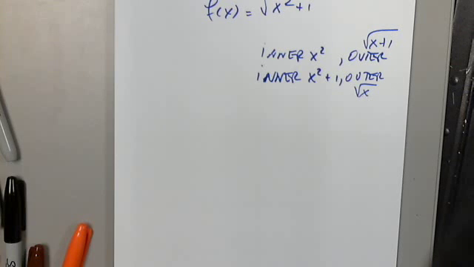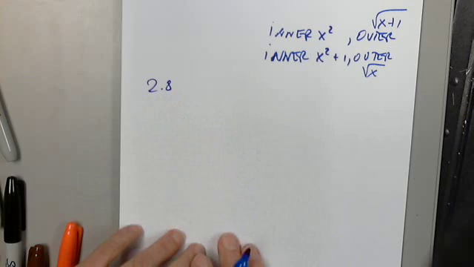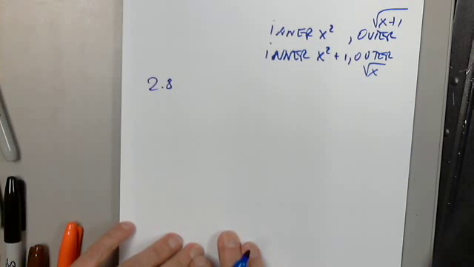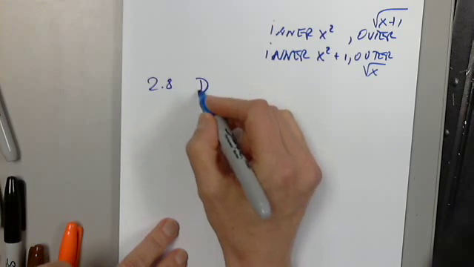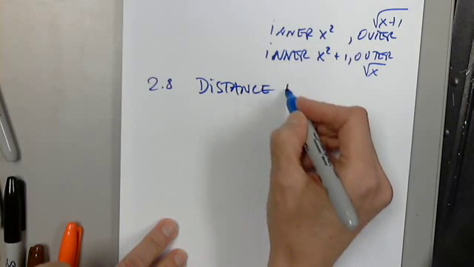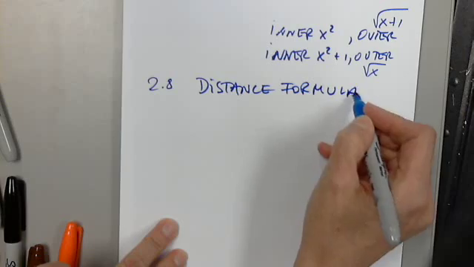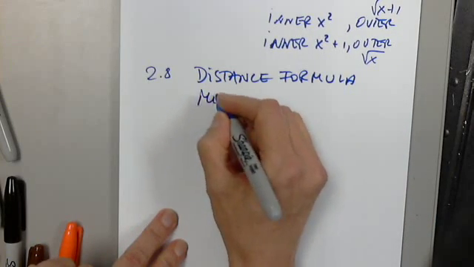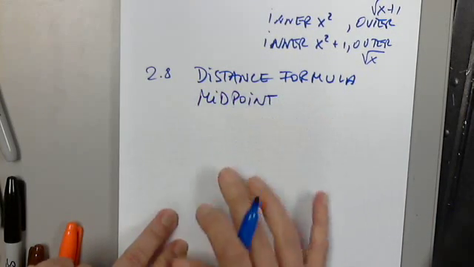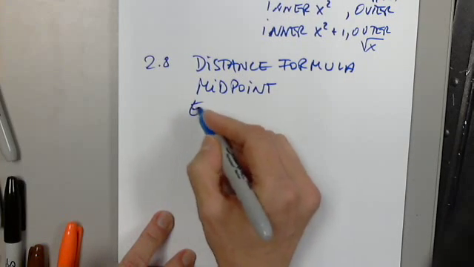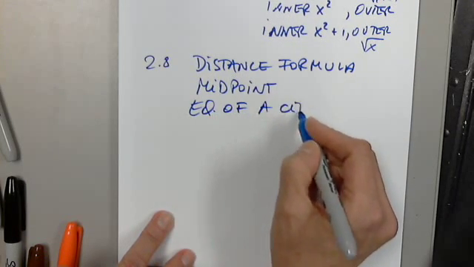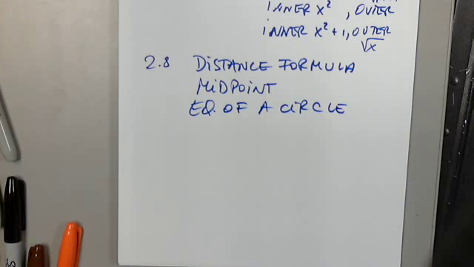Anything else? Okay, in that case, we'll continue with 2.8, which is the last section of chapter 2. Okay? 2.8 deals with three different things. Distance formula, midpoint, and the equation of a circle. Distance formula, midpoint, and the equation of the circle.